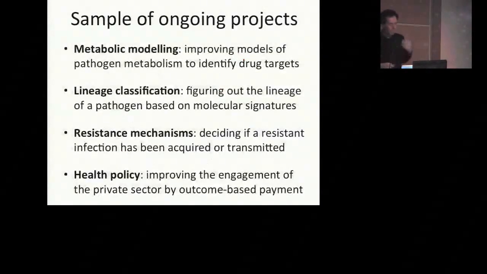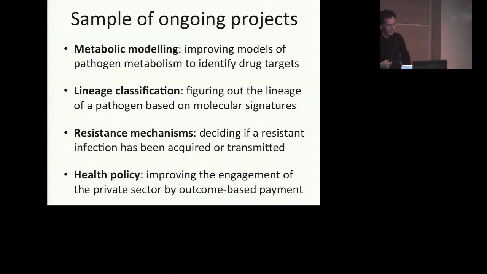So, a sample of other projects that I have going on right now. I've spent quite a bit of time thinking about metabolic models, and one of the things that I'm really interested in doing is modeling metabolism better. Metabolism is just what happens within the cell in terms of exchanges of different nutrients with the medium, and then the production of all the different things that the pathogen needs to grow and reproduce. And how can we identify weak spots in metabolism to potentially develop new drug targets? Because given that we have a lot of resistance, we need to be able to find new drug targets to hit so that we stave off the emergence of large scale resistance.